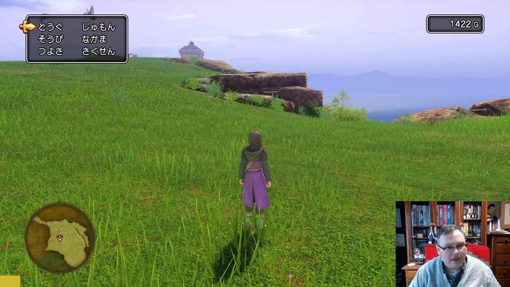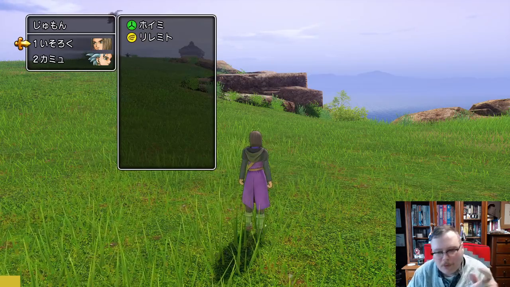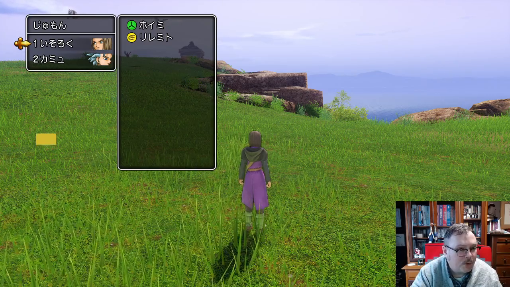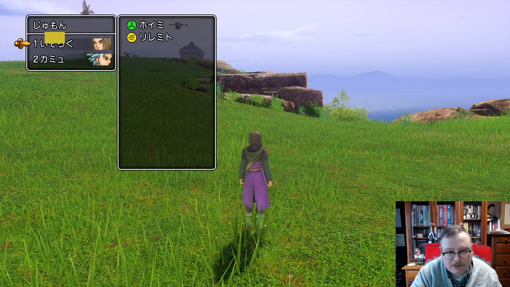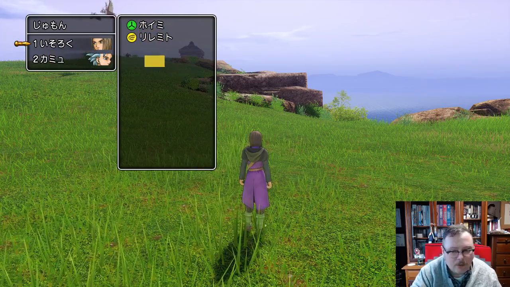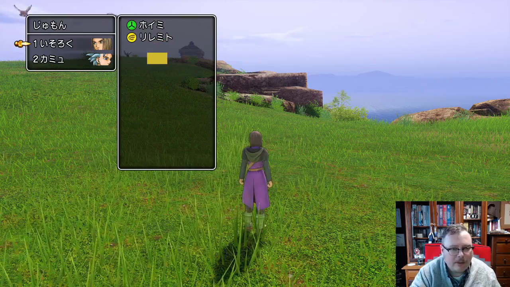Let me make sure that my health isn't too low. Okay, so here's our Jumon menu up here. It says Jumon, and that means magic spells. And so Isoroku has some magic spells. He has Hoimi, and Hoimi is the standard heal spell, and then Riremito, and I have no idea what that does. I haven't used it yet.